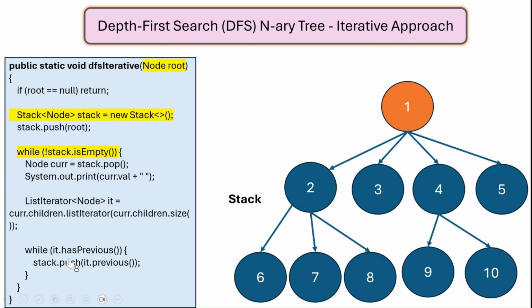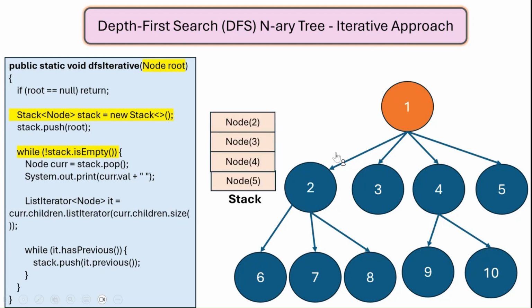We will push the children of node 1 in reverse order, 5, 4, 3, 2, because stack means last in, first out. So if you want to visit 2 first, we need to add it last to the stack while putting the children of node 1. Now it will come back to the beginning of the while loop again.